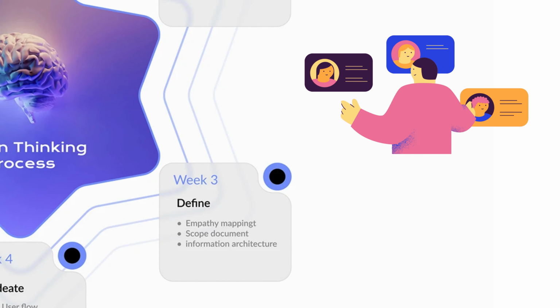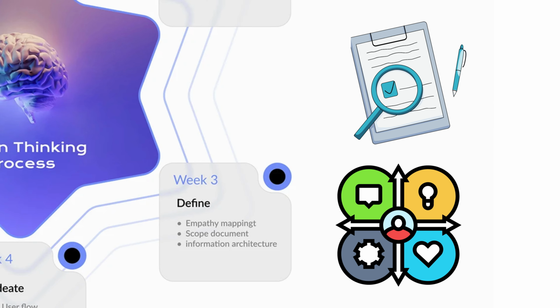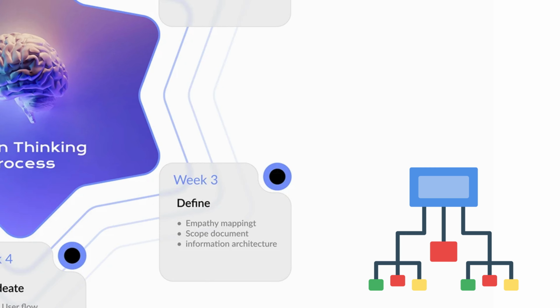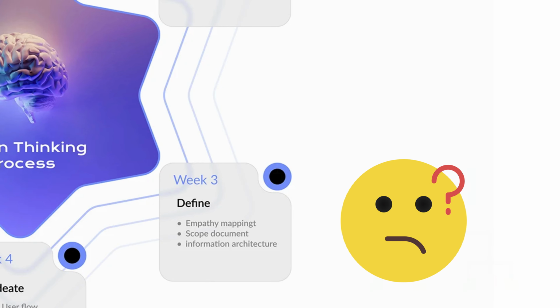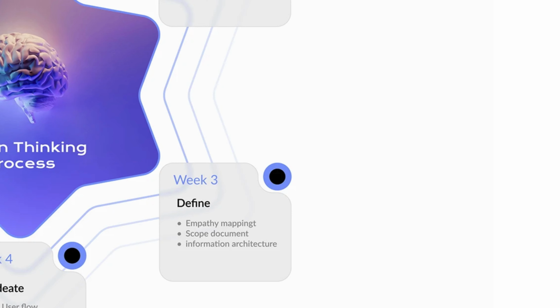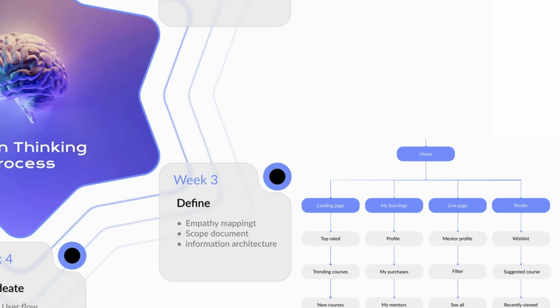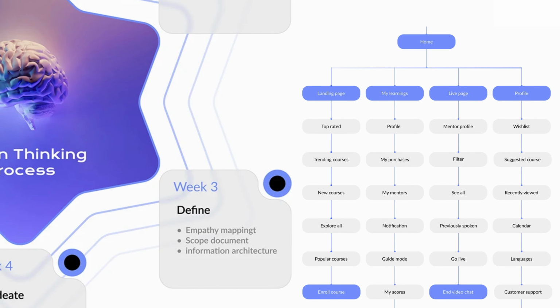In week 3, we move deeper into the process by creating empathy maps, drafting a scope document, and developing the information architecture. The empathy map helps us visualize user emotions, thoughts, and behaviors, ensuring we keep their perspective at the center of our design. The scope document defines the project boundaries, goals, and deliverables, giving clarity to both the team and stakeholders. Finally, the information architecture organizes content and user flows, laying the foundation for intuitive navigation. Together, these steps transform research insights into a clear and structured plan for design.